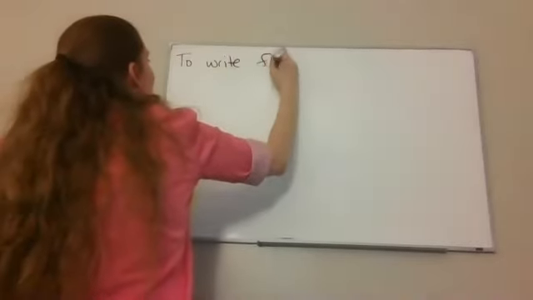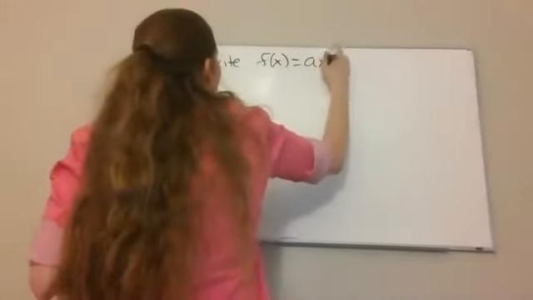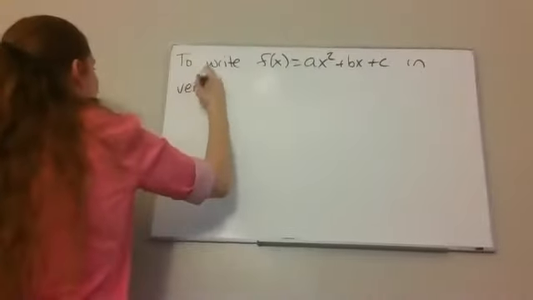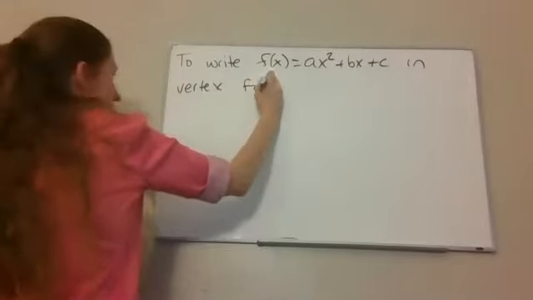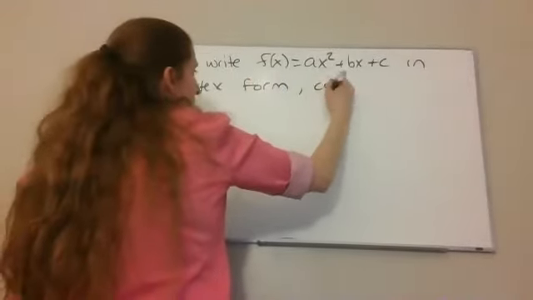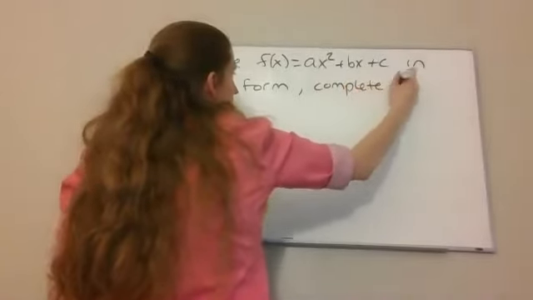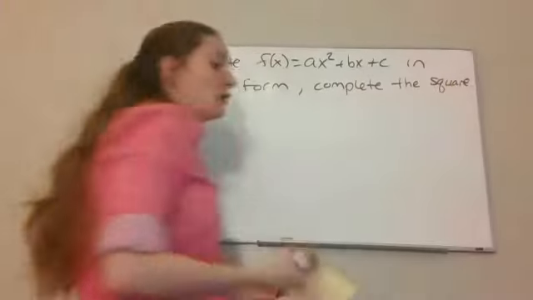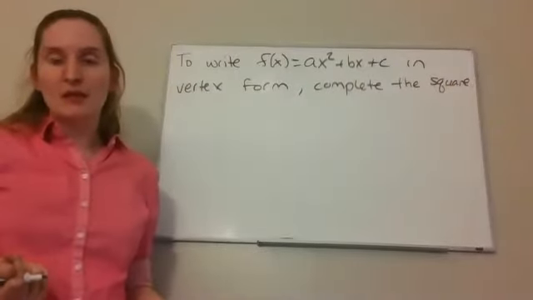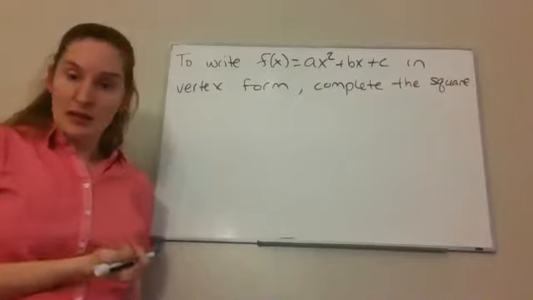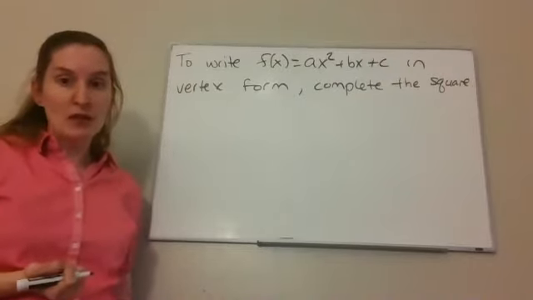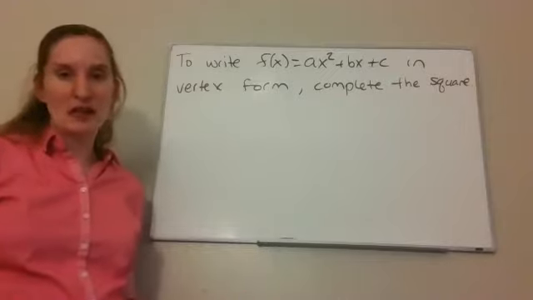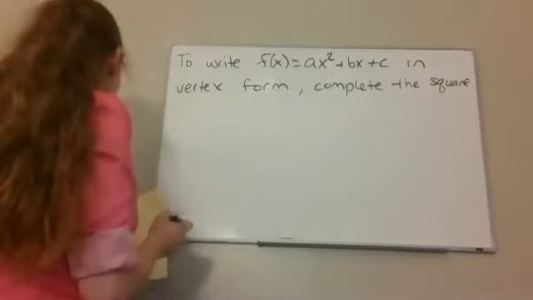So to write f of x equals ax squared plus bx plus c in vertex form, we just have to complete the square. And we're going to follow the same exact steps we used to complete the square when we learned how to do it to solve quadratic equations. We just don't have to solve afterwards. Once it's written all factored, you're good to go. So let's do an example where we do that.